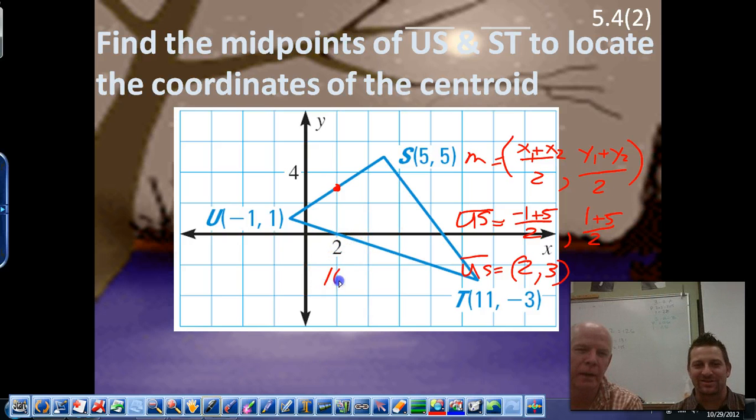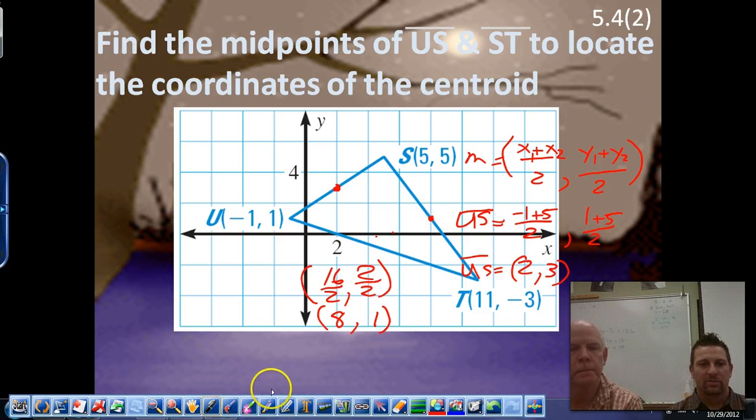5 plus 11 is 16. There we go. Then divided by 2. And then 5 minus 3 would be 2 divided by 2. So I reduce that down, and that gives me an ordered pair of 8, comma, 1, which is 2, 4, 6, 8 up 1 puts me right there.